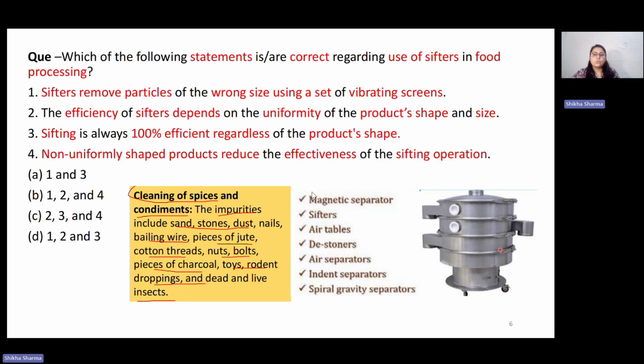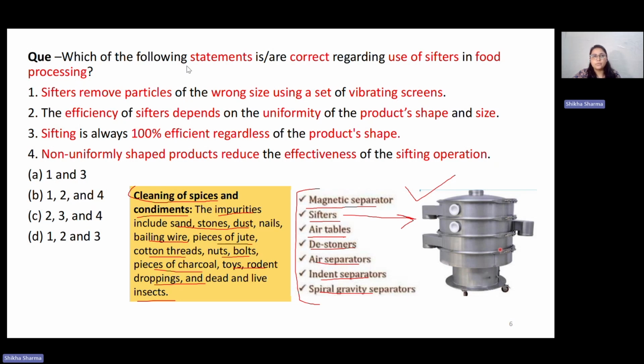There are different equipment that can be used for cleaning of these spices and condiments. We can use the magnetic separator, sifters, air tables, destoners, air separators, indented separators, and spiral gravity separators for cleaning them. And this is the sifter, it looks like this. So this question is regarding the sifter only.